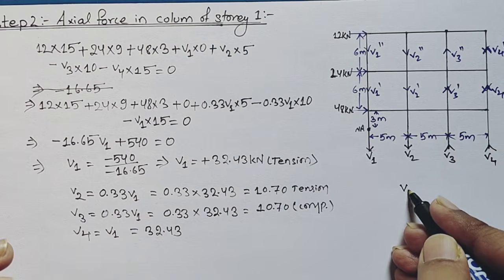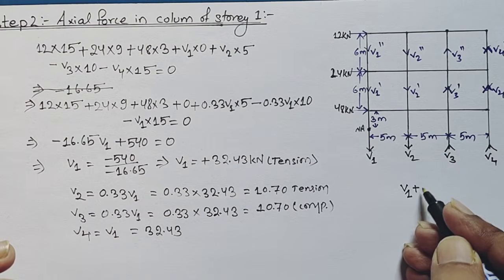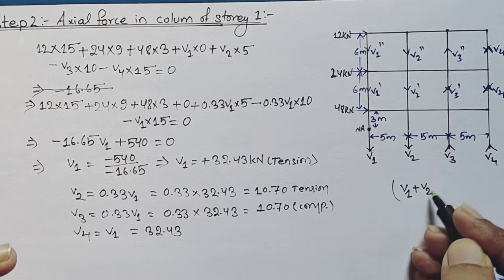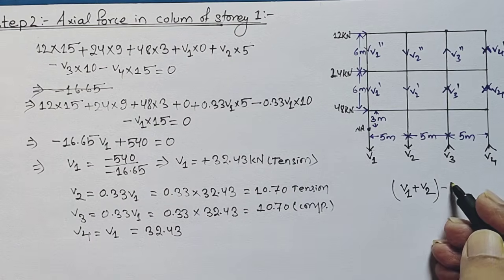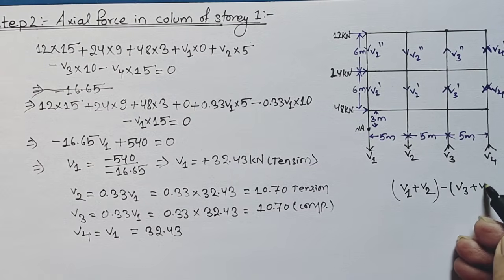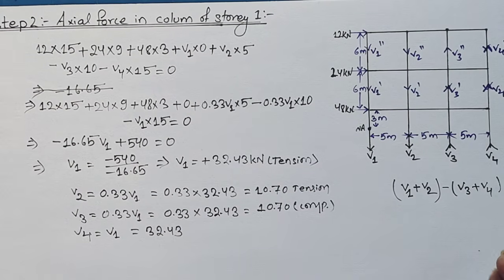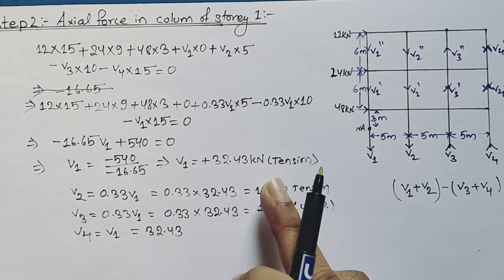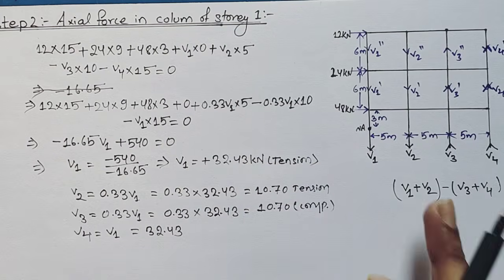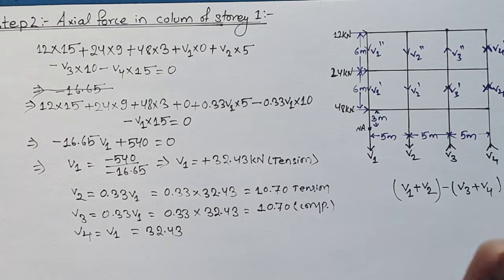So at that time we can apply a check, that is V1 plus V2 minus V3 plus V4 will be equal to 0. We do not need to put the sign here of compressive or tension. Simply add V1 and V2, and after adding V1 and V2 subtract V3 plus V4, then we will get 0. It will be valid in each and every step.